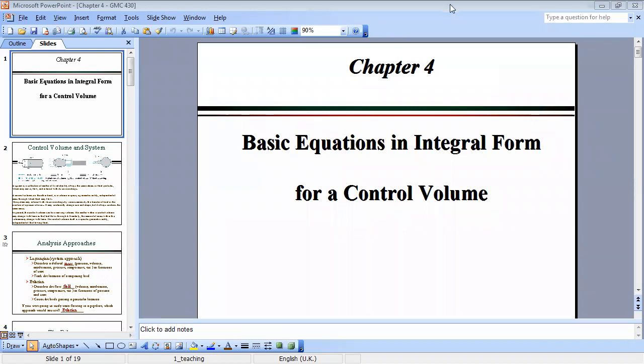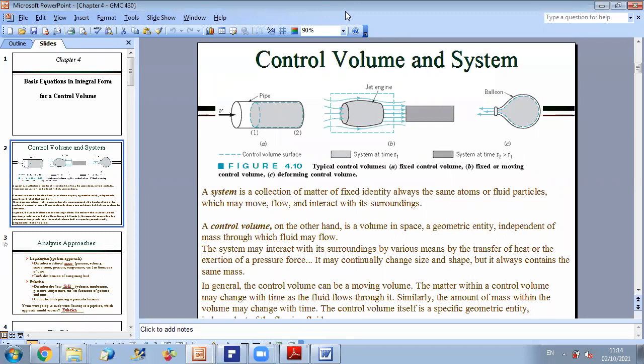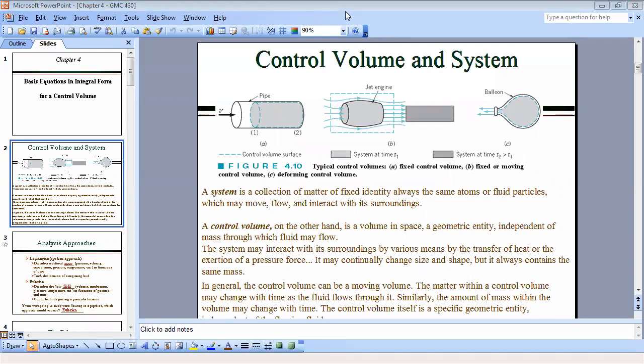So in this session, we will introduce the basic equation in integral form for a control volume. We already defined together the definition of a control volume, and we said that there is a difference between a control volume and a system. I will remind you of this. First, a control volume is a certain geometry, okay? It's a volume in space, and it is independent of the mass through which fluid may flow.